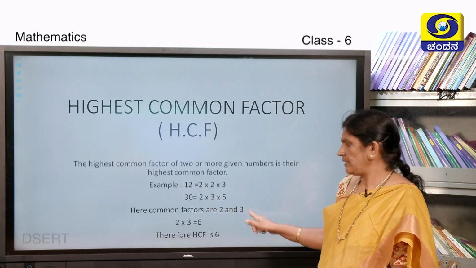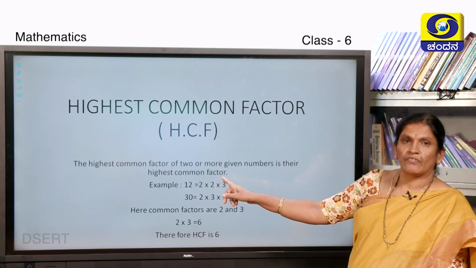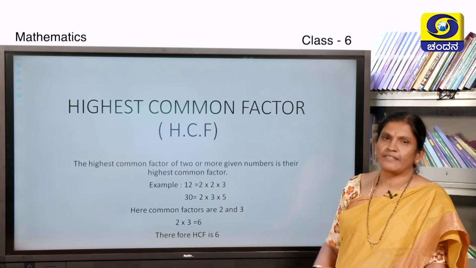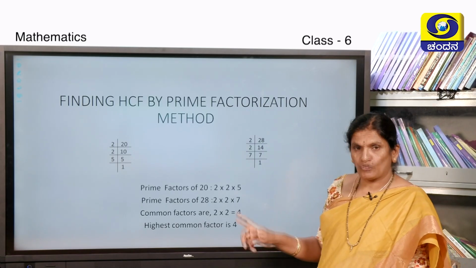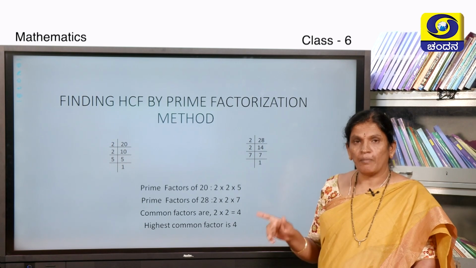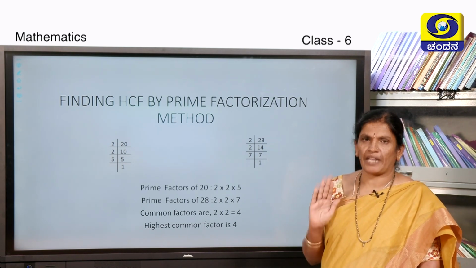So 2 and 3. 2 into 3 is 6. Therefore, HCF of 12 and 30 is 6. Now, finding the HCF by prime factorization method. If they ask you to find the HCF by prime factorization method, you need to use only prime numbers.